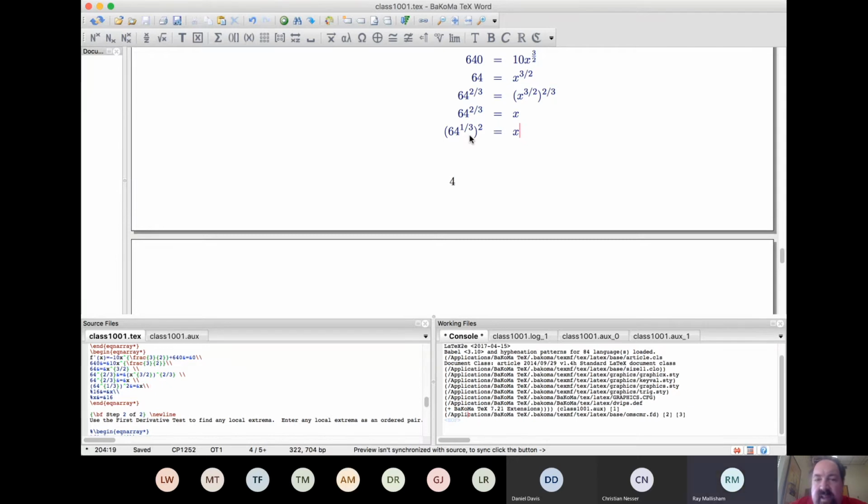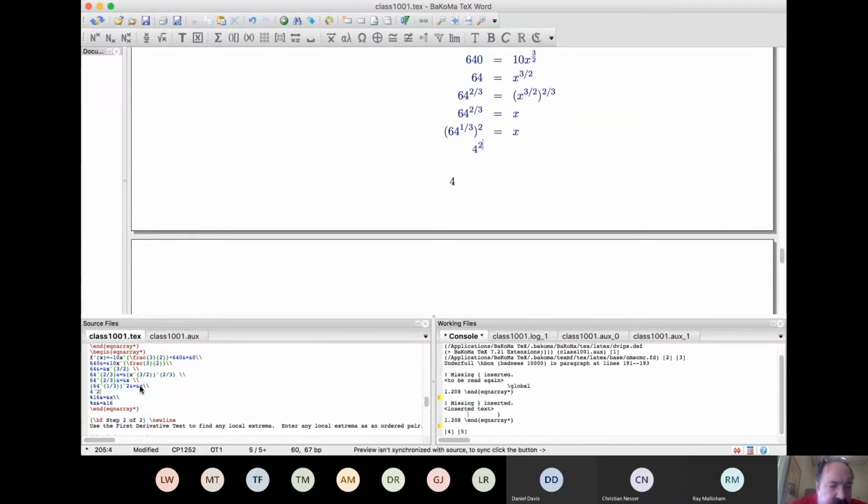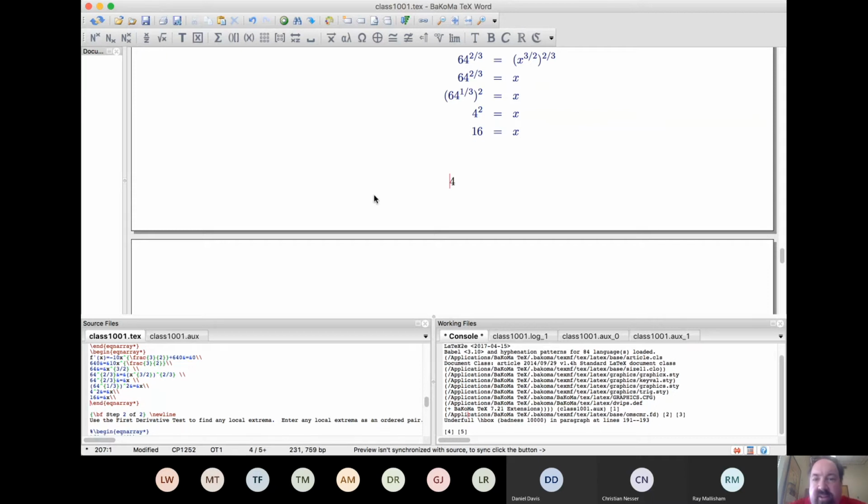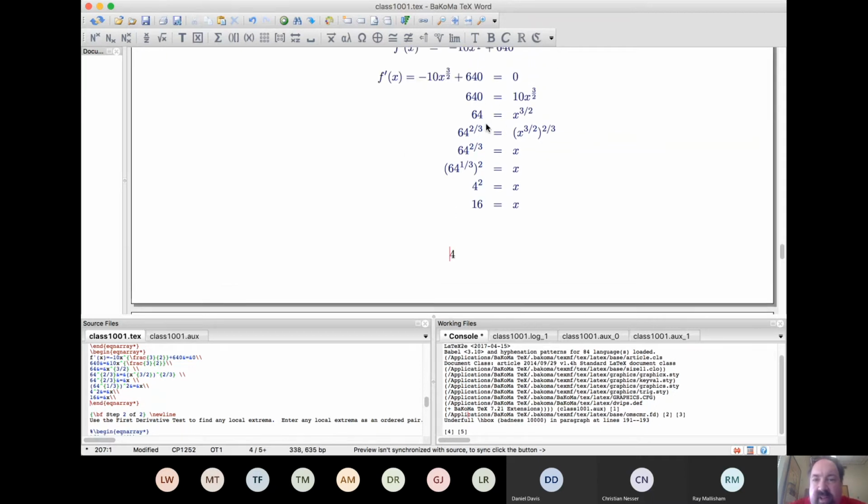Four. Yeah, it's 4, because 4 times 4 is 16, times 4 is 64. So what we get is 4 squared is equal to x. So we get 16. Right, so that is the critical value that we have.